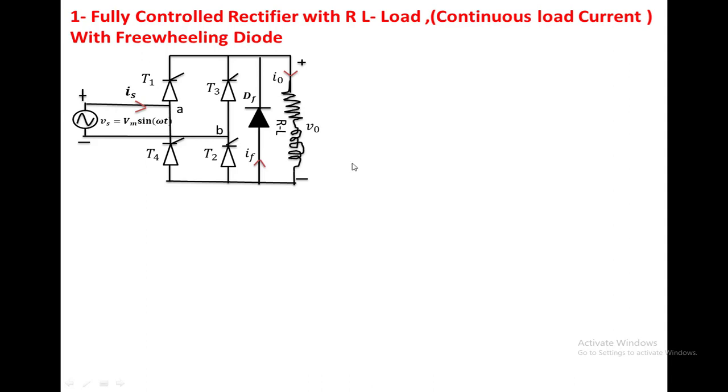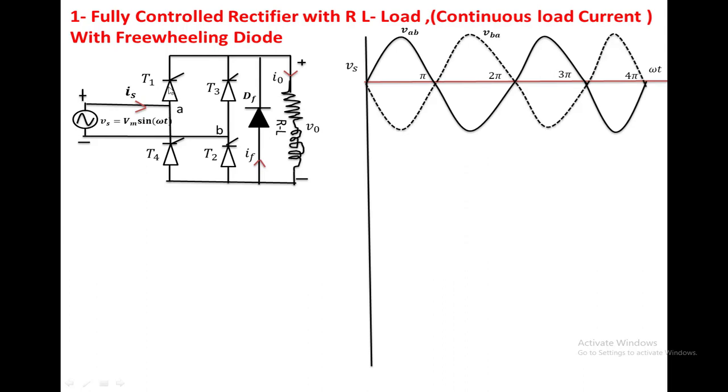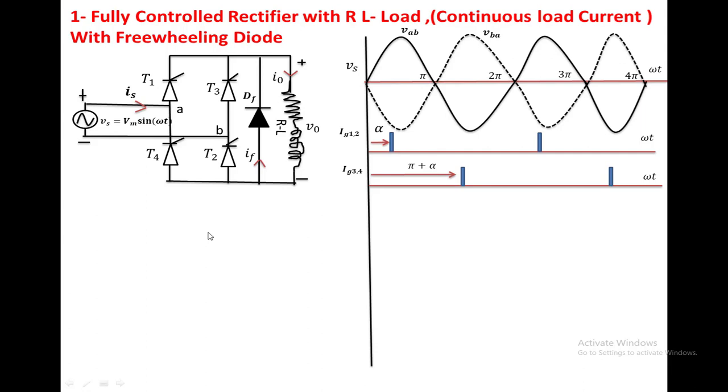So to explain the circuit operation, we have taken the input voltage VAB as well as VBA with a dotted line. The triggering voltage is applied to T1, T2 at alpha and 2 pi plus alpha. The triggering voltage is applied to T3, T4 at pi plus alpha and 3 pi plus alpha. Now we are developing the output voltage waveform. We are going to start at alpha.